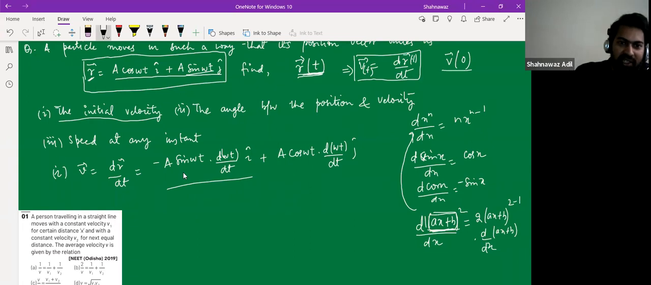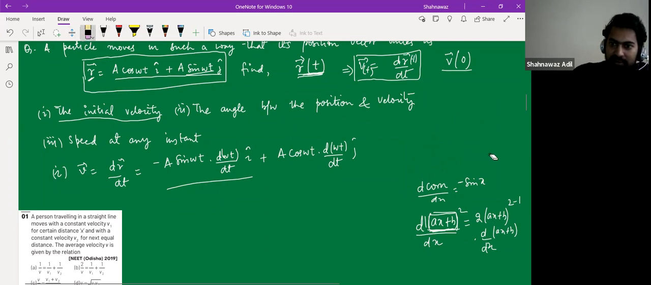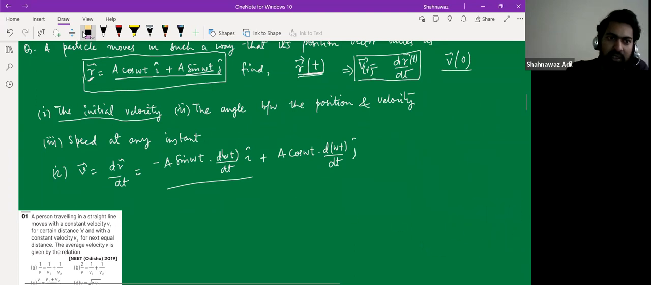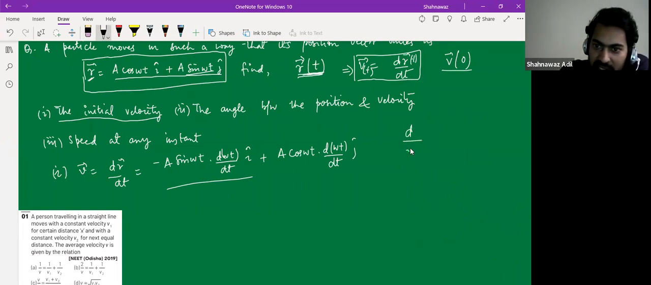Okay. So you see that this is, if you have, let me rub this part. Okay, so the differentiation was what? d/dt of sin(omega t), right? But you know that d(sin t)/dt is what? Cos t. Okay. Understood?